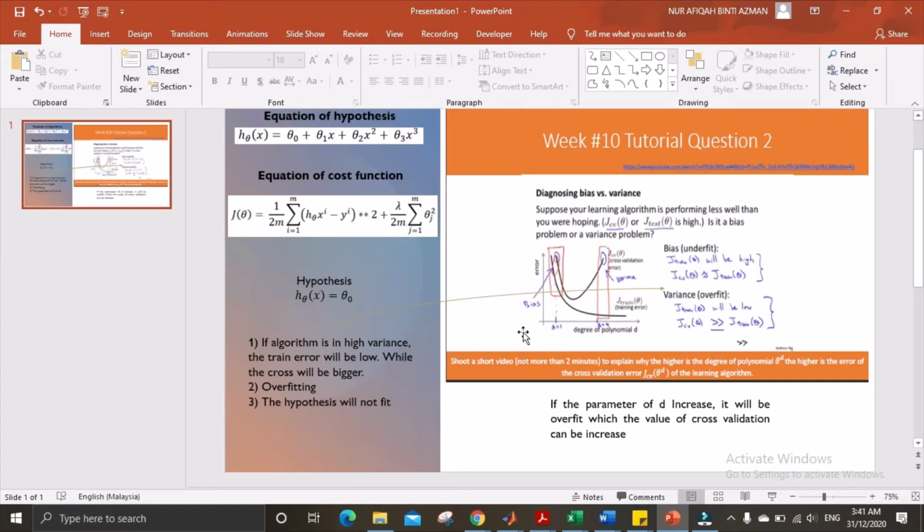The sign of an overfitting problem occurs when it has a high variance problem. The training set accuracy will be increased and the cross validation error will be poor. If the parameter d increases, it will overfit, and the value of cross validation error can be increased. So this is the meaning of the d parameter.